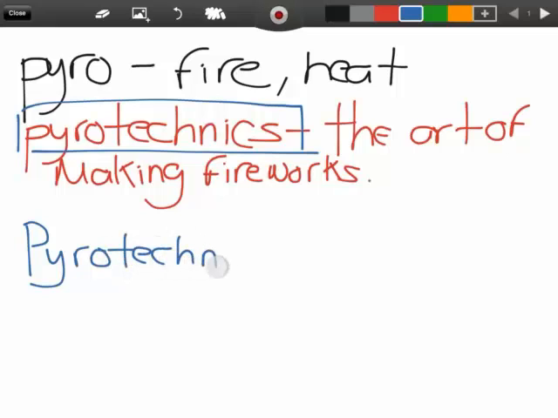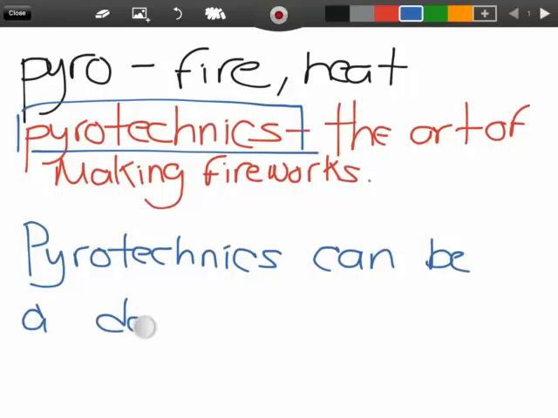Pyrotechnics can be a dangerous, spelled that wrong. I'm going to go ahead and read that to you. Pyrotechnics can be a dangerous job.